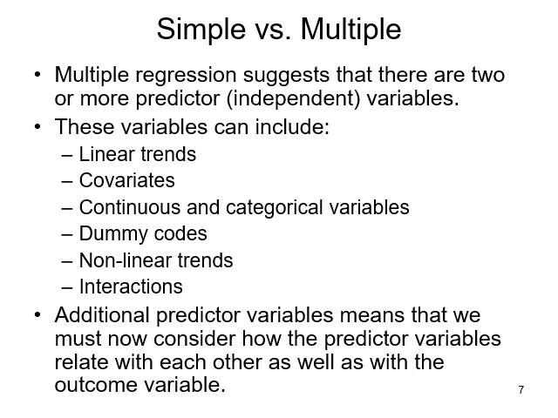Now, when we move from simple to multiple regression, that suggests there are 2 or more predictors of our outcome. And these variables can include just about anything. They can include linear trends, so what we normally look for under normal conditions. They can include covariates, variables that we want to actually measure to remove. They can include continuous variables, which is easy to do, but they can also include categorical variables.